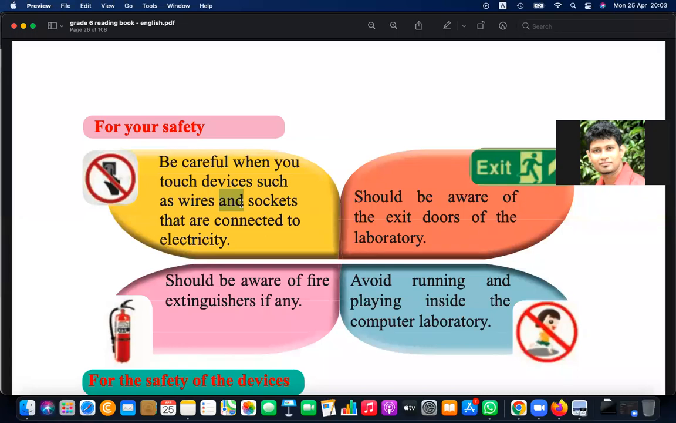And you have to be aware about the exits, because in case of fire or in case of accident, you can go out easily if you know the exit doors. Actually, this I couldn't mention.